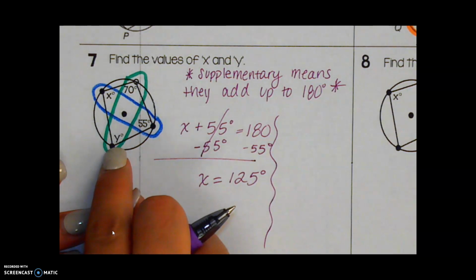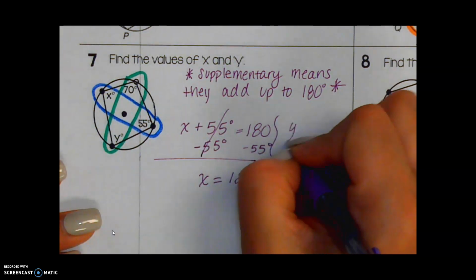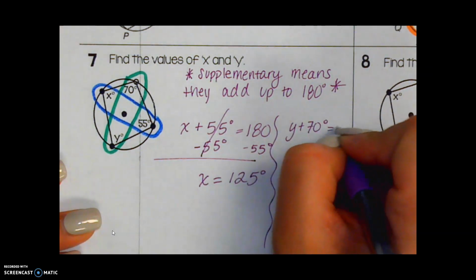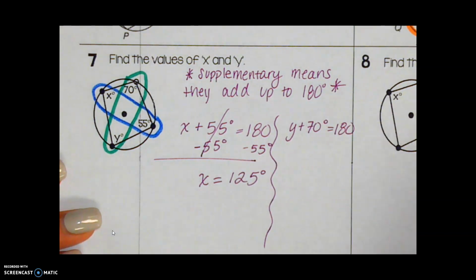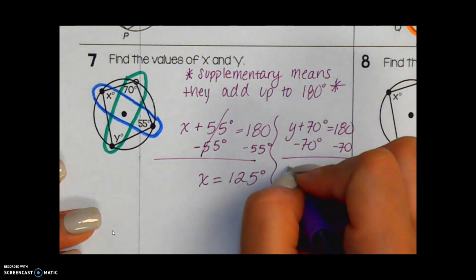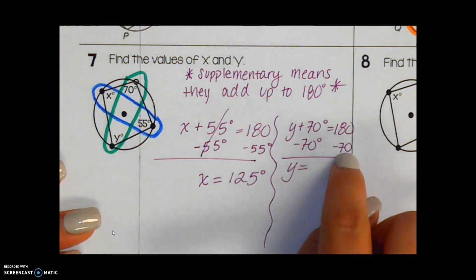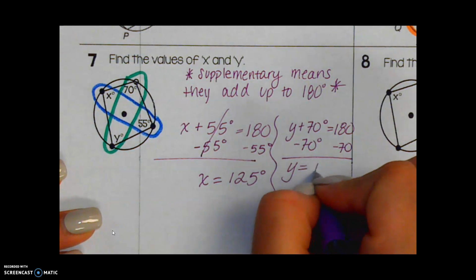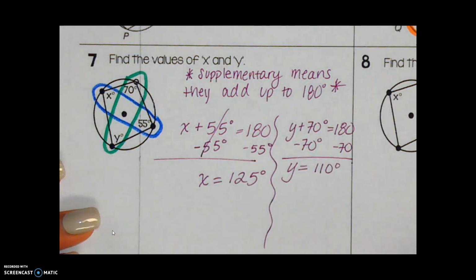So let's set up our next equation. Y plus 70 equals 180 because they're supplementary. I would subtract the 70, and I get Y equals 180 minus 70, which is 110.